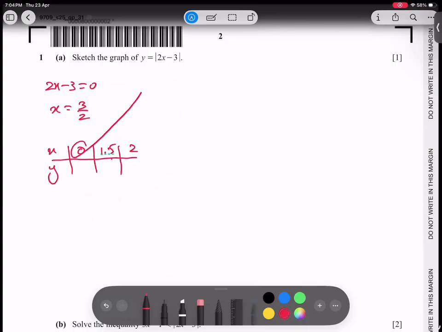So when I plug in 0 in this place, I get -3 modulus. -3 modulus will give us +3. And when I plug in 1.5 here, it gives you 0. When I plug in 2 here, 2 to the 4 minus 1, so 1 modulus is 1. Now we are going to sketch because he asked us to sketch.